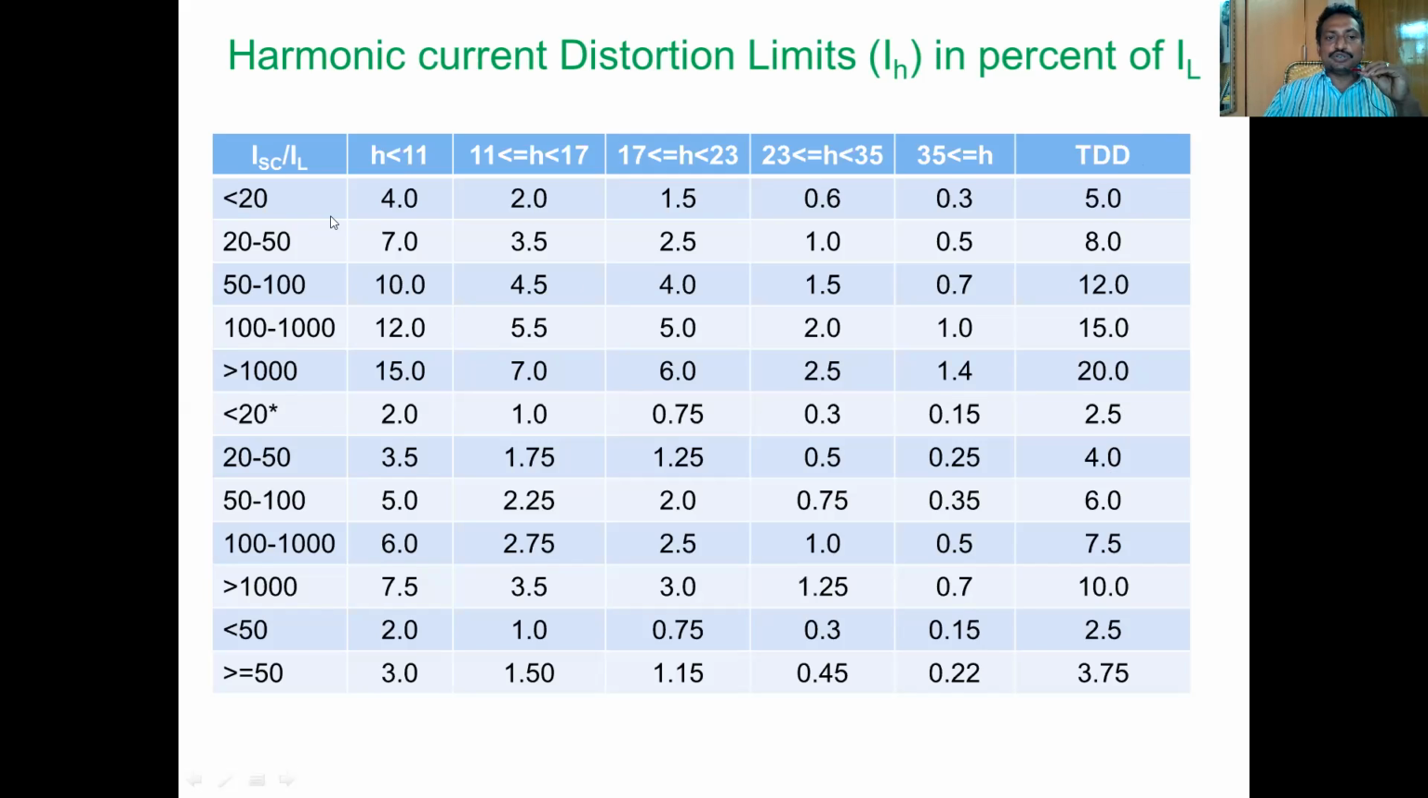You see here. So if ISC by IL, meaning if the load at the point of common coupling is more, the total demand distortion is very less. So remember, the load on the transformer should be more than 80%. Otherwise, the total demand distortion also disturbs the transformer. So that is about these things.